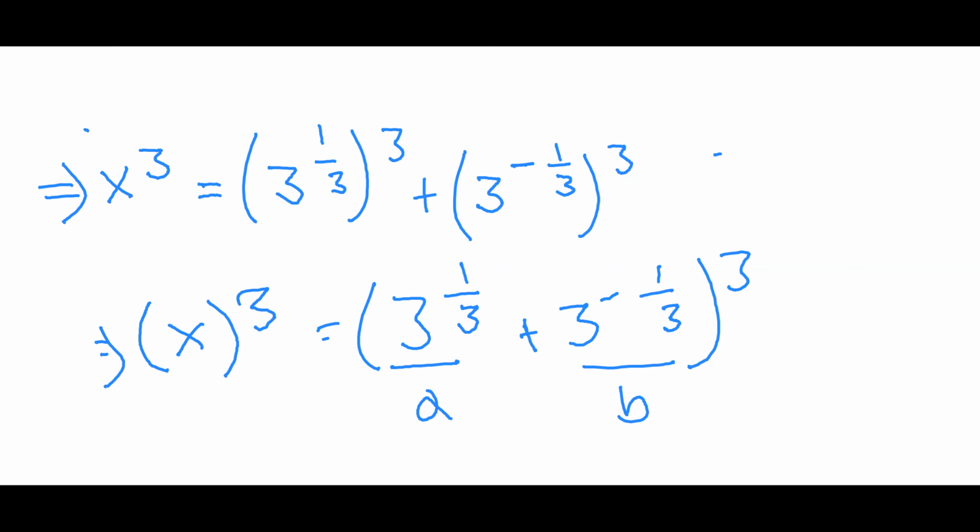Okay, then according to our formula, the plus sign will come. Then 3ab: a is 3 to the power 1 by 3, into b, which is 3 to the power negative 1 by 3. So 3ab into a plus b. My formula had a plus b, so what will come here as a plus b?